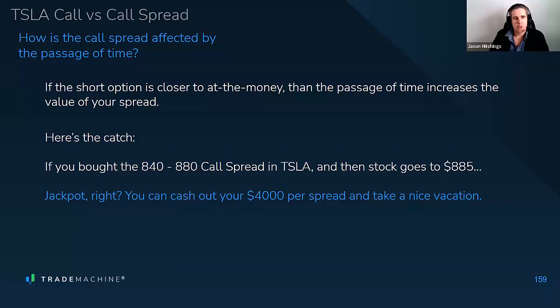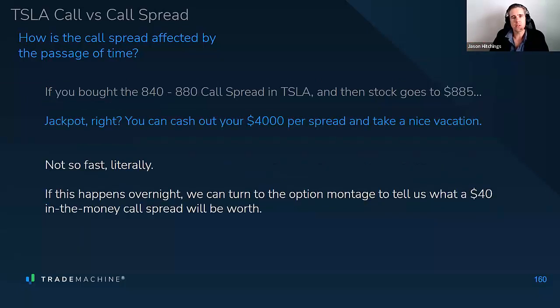But can you do that if it happens right away? We know that's true. There's $40 per share of value if it ends there by expiration. But if it happens instantaneously, can you instantly realize that $40 of value? The answer is no. You can't. And I'll show you that that's the case.